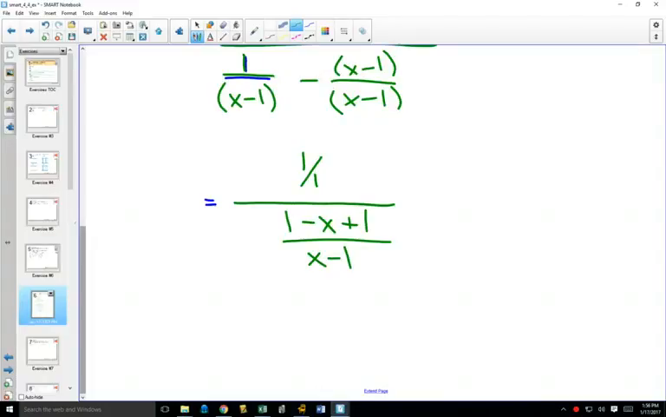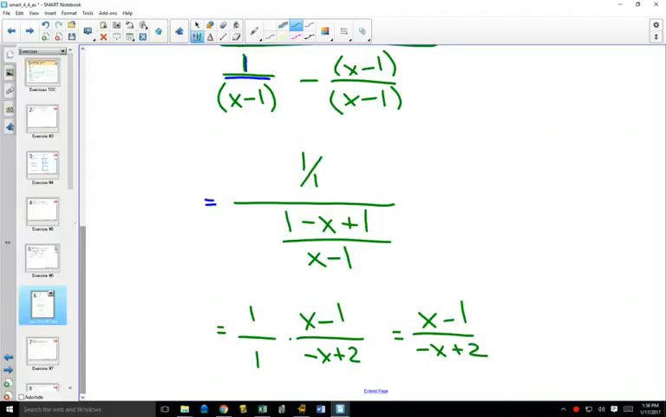So now I have a fraction over a fraction. I can multiply by the reciprocal. And can you see on the bottom you'll get negative x plus 2? So this is equal to x minus 1 over negative x plus 2. We have got our explicit equation.